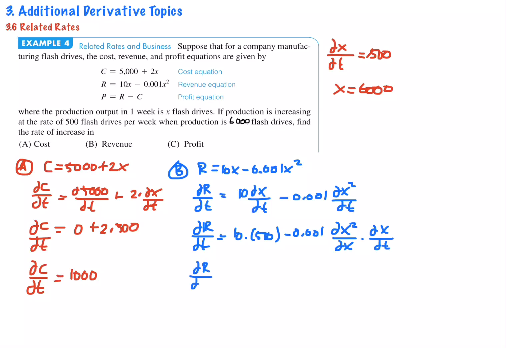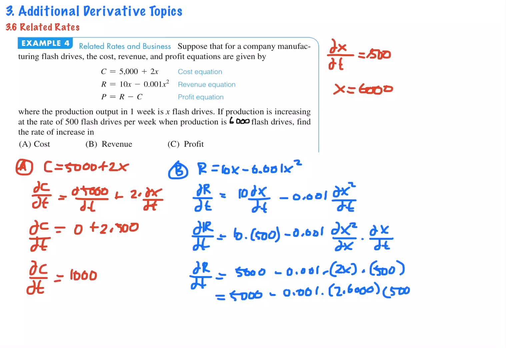Then dr over dt will have 10 times 500, that will be 5,000. This is, by the way, 500. Okay, that's better. Subtract 0.001 times, over here, 2x times dx over dt, which is 500. We are also given that x will be 6,000, so that will be 5,000 minus 0.001 times 2 times 6,000, from the given information, times 500, and that will eventually equal negative 1,000. So by the increasing rate of 500 flash drives per week, the revenue will decrease by $1,000 per week.